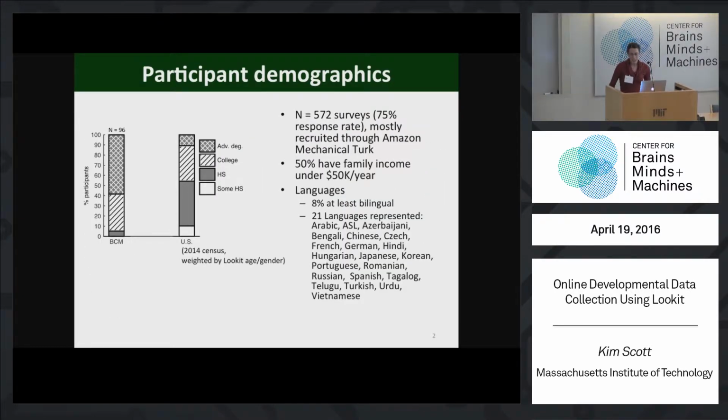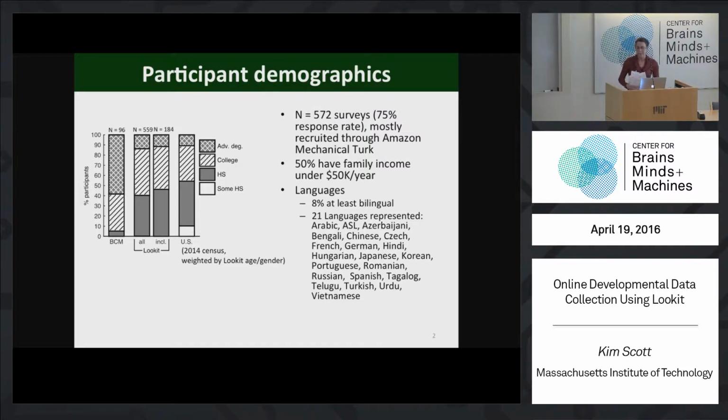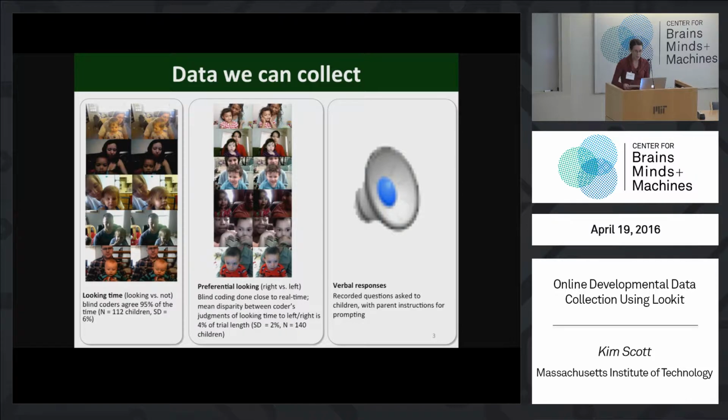First off, we find that we can access a more representative population online than we might in the lab. The median family income is around $50K. Without looking for language diversity, we find a ton of languages spoken in the home. One of the things I was most excited about is that in contrast to the Boston Children's Museum, where you see about 60% of parents have a graduate degree, compared to what we would expect in the general population, where around 60% should have completed at most high school, we see much more representative education levels of parents when we test online.